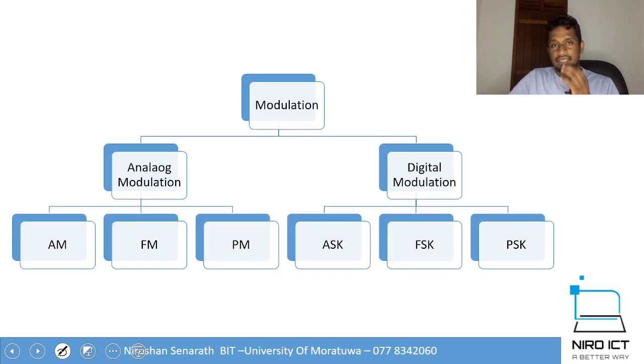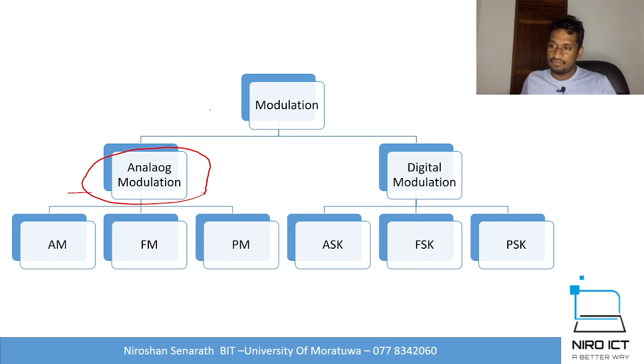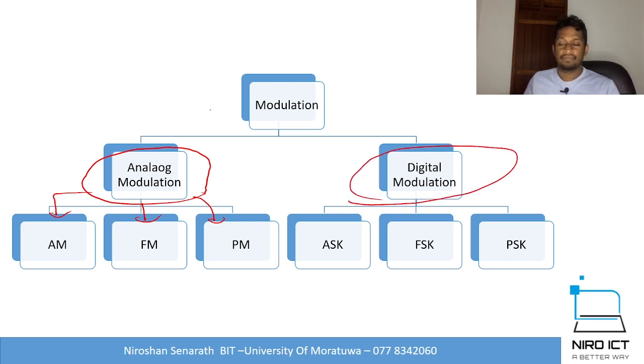So here I use this diagram to show these things. Under analog data modulation, you can understand that we have three types of modulation. One is called AM, the other is called FM, and the other is called PM. Under digital modulation, you can see here we have three things: ASK, FSK, and the third one, PSK. I will explain them one by one for you.